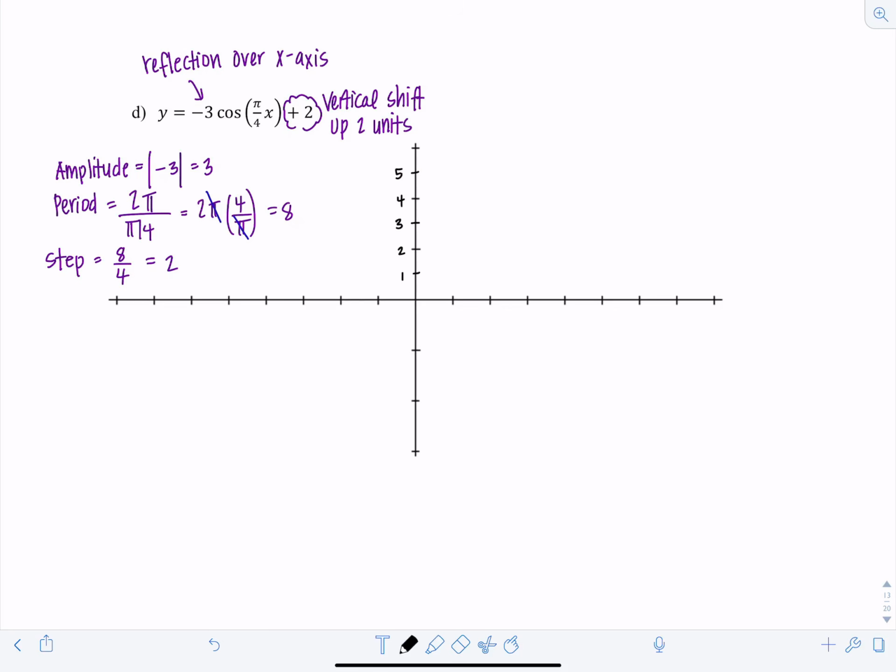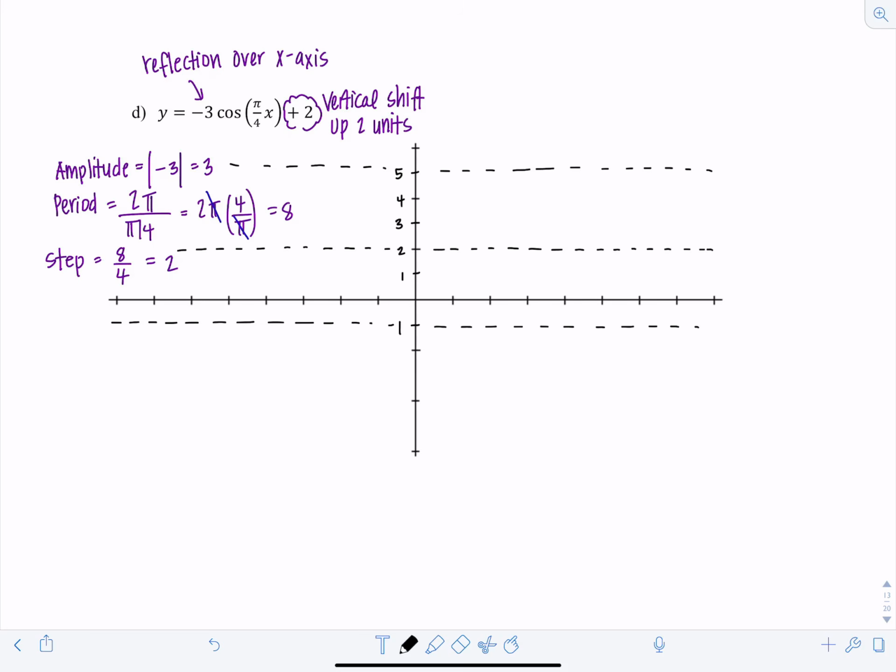I'm going to draw a new dashed line at y equals 2. That's going to represent the x-axis being shifted up 2 units. So that's kind of like your new 0 line. And then the amplitude is 3. So from there, I'm going to count up 3 units, up to 5, draw another dashed line. And then down 3 units from 2, that'll take me to -1. And I have another dashed line here. Okay, so the graph is going to live between -1 and 5. Don't go out of those bounds.